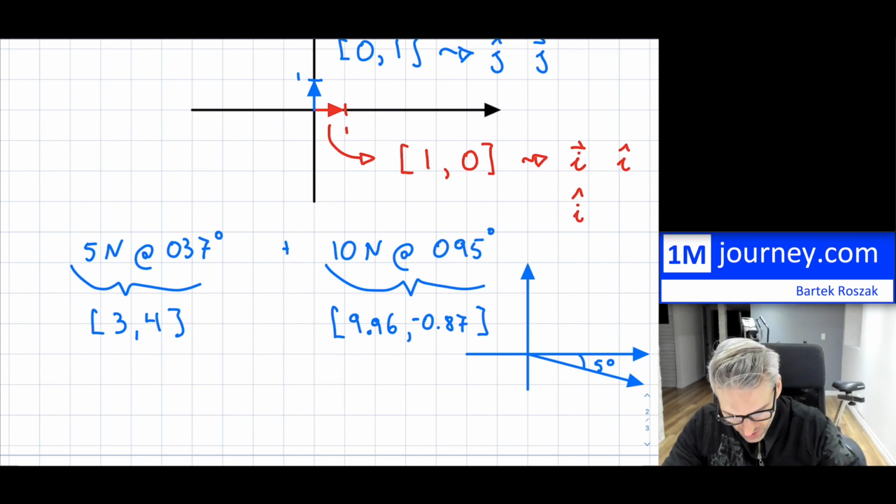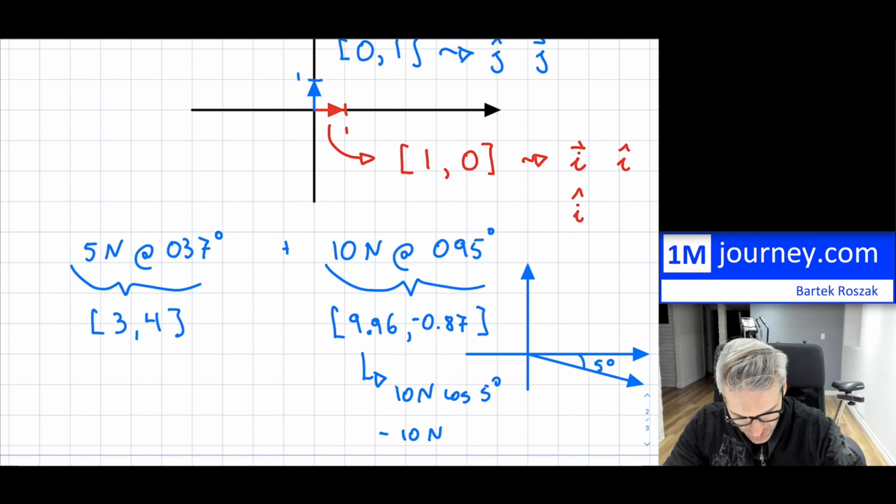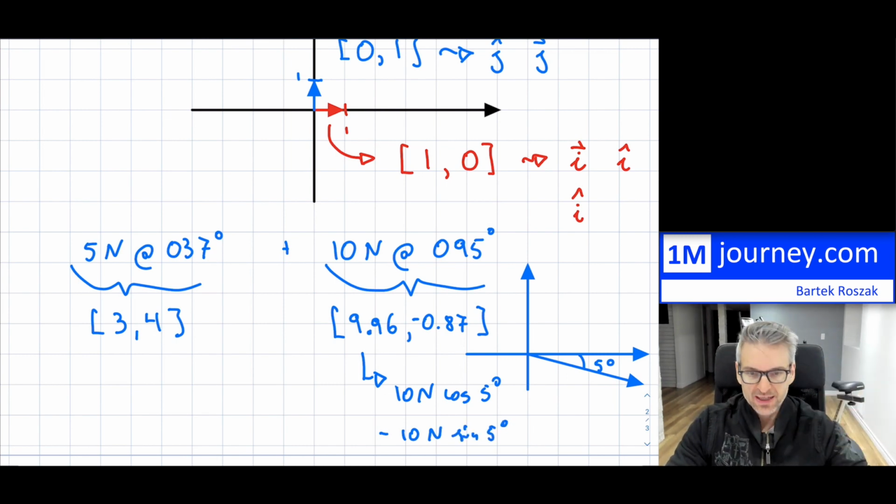So this one, for example, was simply 10 newtons times cos of 5 degrees. And then my y component is going to be negative because it's down. So it's going to be negative 10 newtons times sine of 5 degrees. And then I will know exactly what those components are, and these are right here.